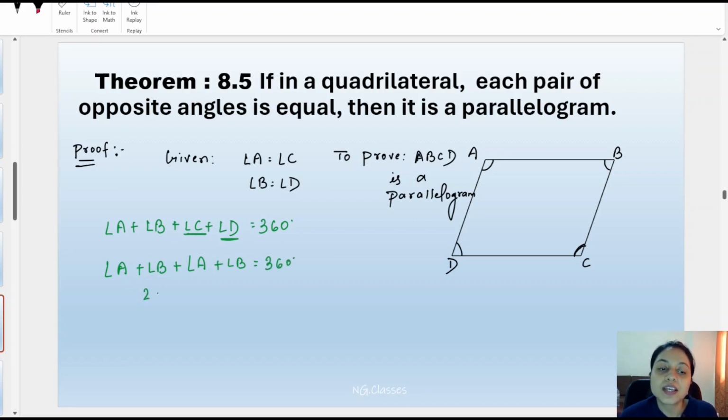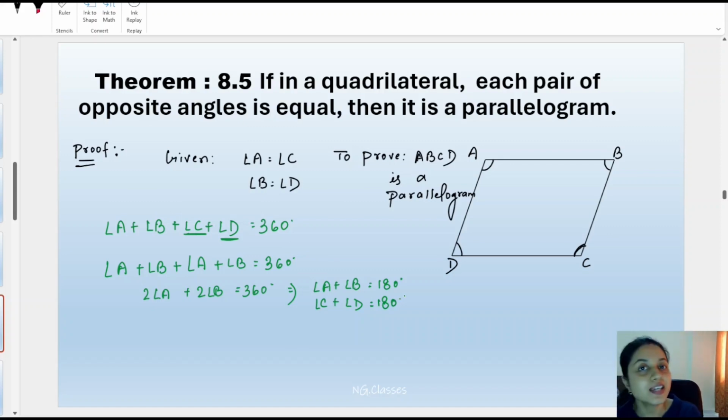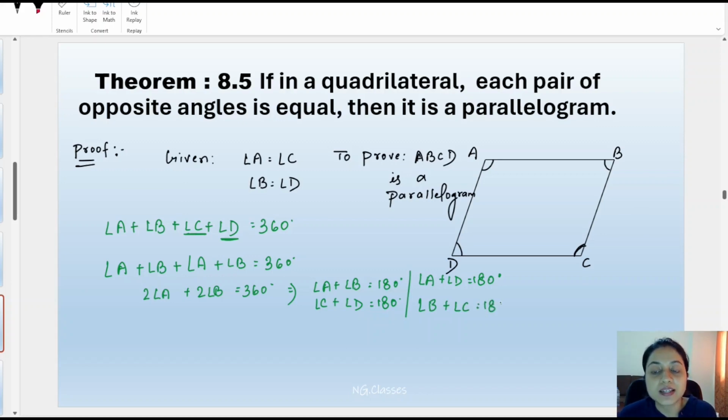So from here we will get twice angle A plus twice angle B is equal to 360 degrees, which will give us angle A plus angle B is equal to 180 degrees. Similarly, we can also prove that angle C plus angle D is equal to 180 degrees just by replacing A and B with C and D. We will also get here angle A plus angle D is equal to 180 degrees, and also angle B plus angle C is equal to 180 degrees.